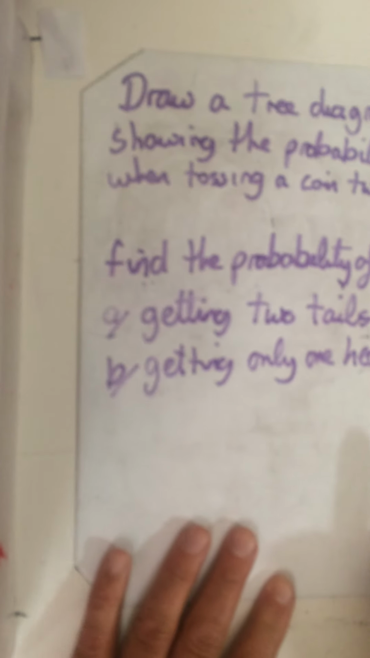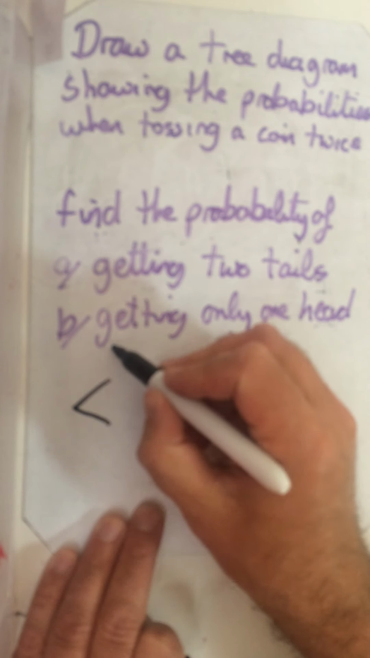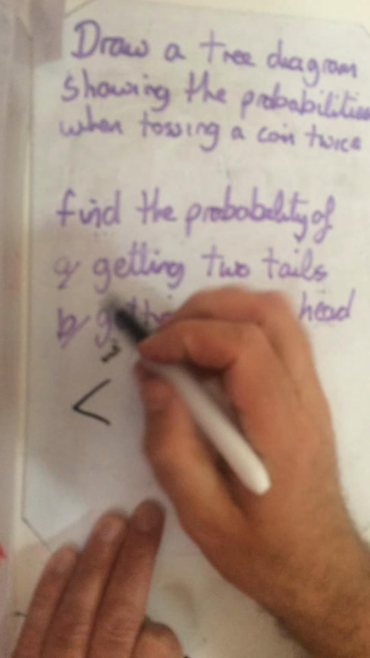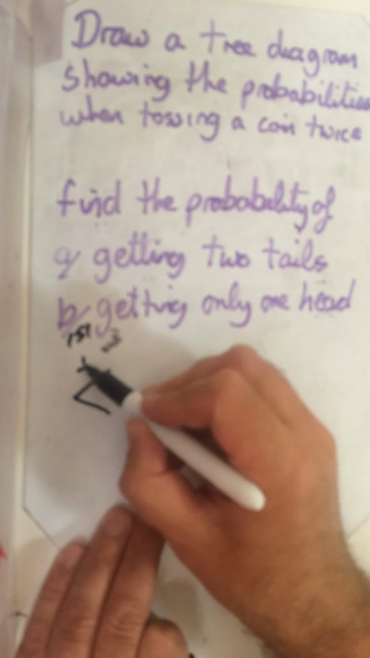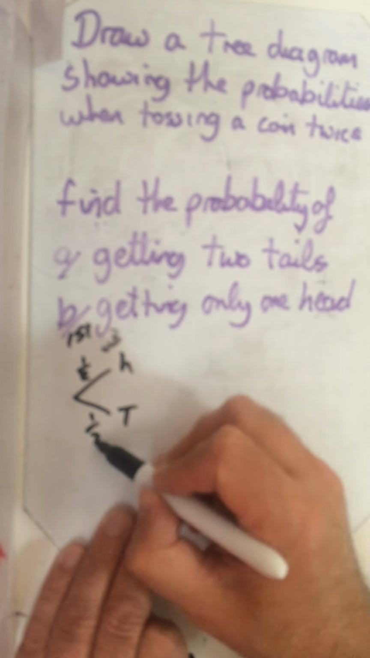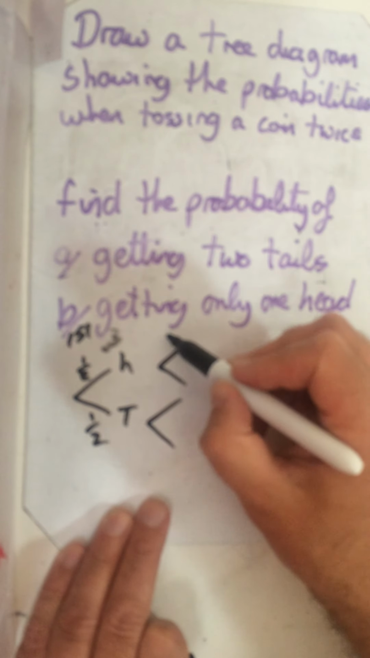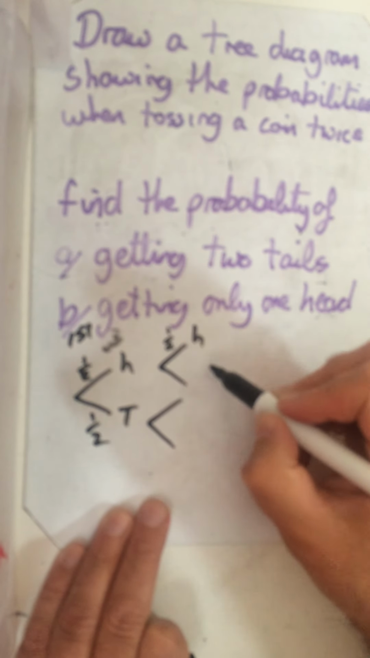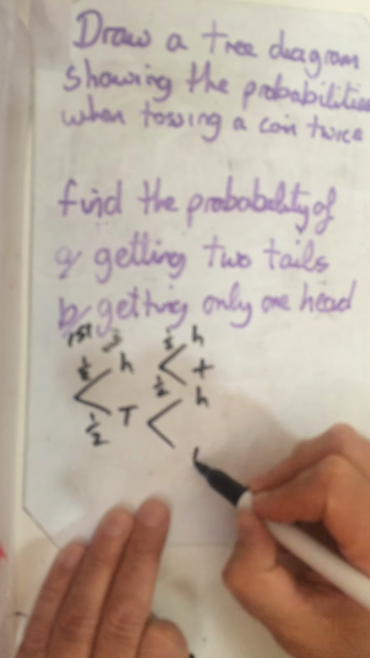Right, let's have a go at this tree diagram. So again, on our first attempt, we have a half chance of getting a head and a half chance of getting a tail, and then we're going to go again, a half chance of getting a head, half chance of getting a tail, head, tail, and each of these are half chances.